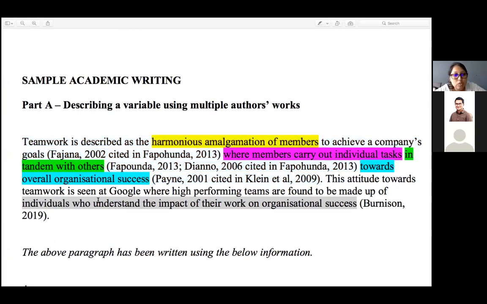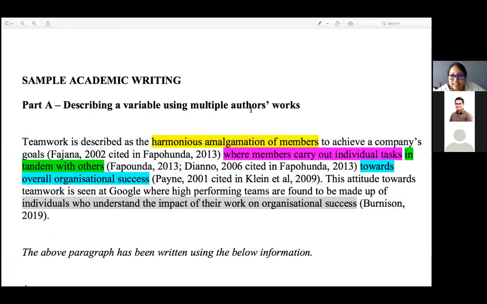This attitude towards teamwork is seen at Google. So I wanted to show, okay, this is what it means theoretically, and this is a practical application. This attitude towards teamwork is seen at Google, where high-performing teams are found to be made up of individuals who understand the impact of their work on organization success.